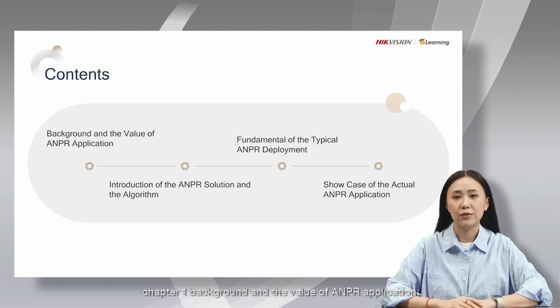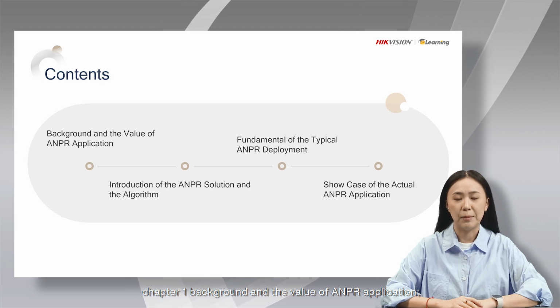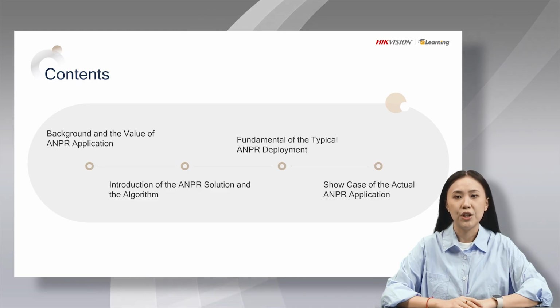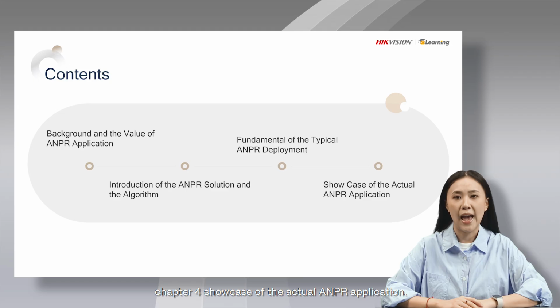Based on such training objectives, we will start our course with the following course content. Chapter 1, Background and the Value of ANPR Application. Chapter 2, Introduction of ANPR Solution and the ANPR Algorithm. Chapter 3, Fundamental of the Typical ANPR Deployment. Chapter 4, Showcase of the Actual ANPR Application.